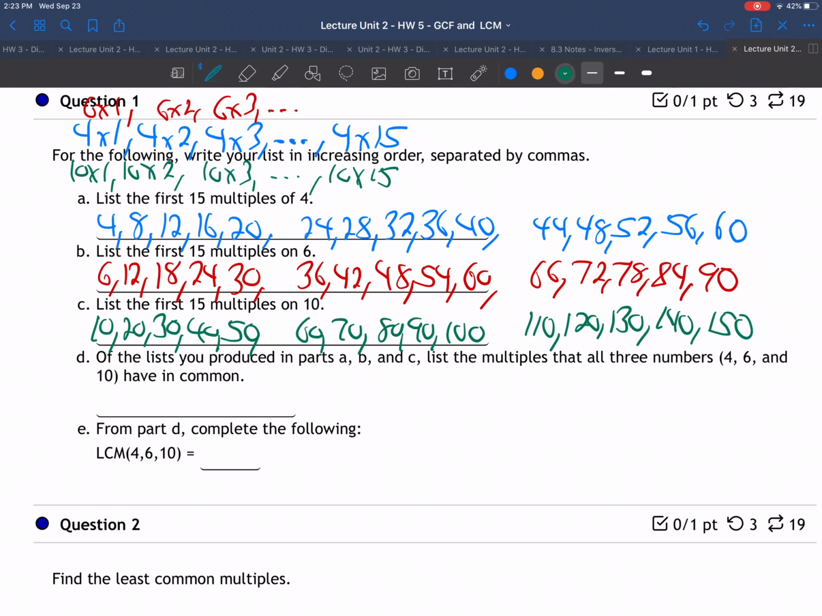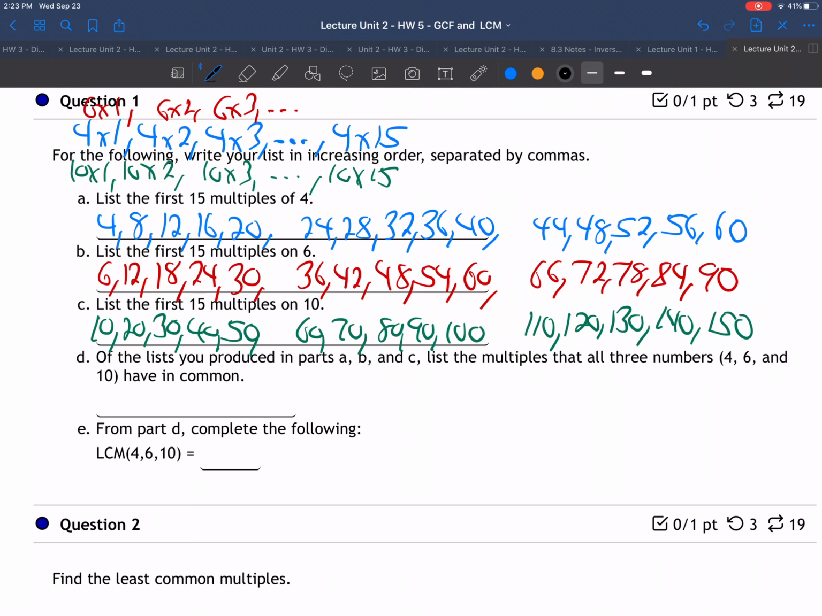Now, what they want me to do at this point is, of the lists you produced in parts A, B, and C, list the multiples that all three numbers have in common, the common multiples. What numbers are in all three lists? That's a little tricky, isn't it? I don't know. Let me see.